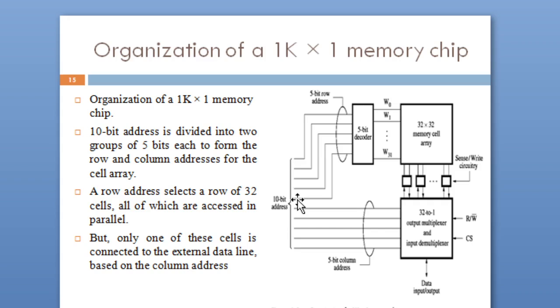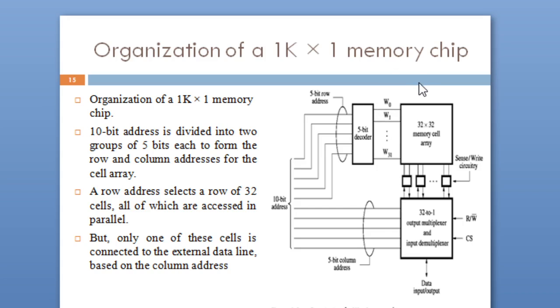A row address selects a row of 32 cells, all of which are accessed in parallel. But only one of these cells is connected to the external data line, based on the column address. So here we can see there are 10 address lines, which are divided into 5 for row and 5 bits for column address. And there is a decoder to decode the row address. Based on this, it is going to select the word lines.